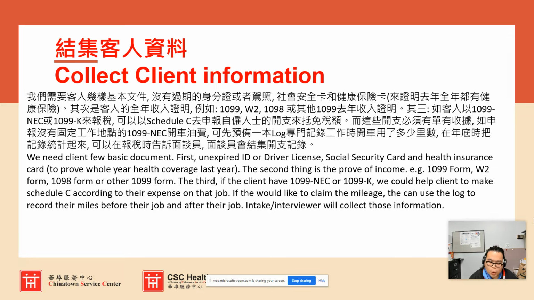Which one depends on whether their health insurance is provided by the government, bought by themselves, or provided through Medicare or Medicaid. Okay, and the second thing is proof of their income. For example, a 1099 form and W-2 form. Other things are a 1098 form or other 1099 forms.